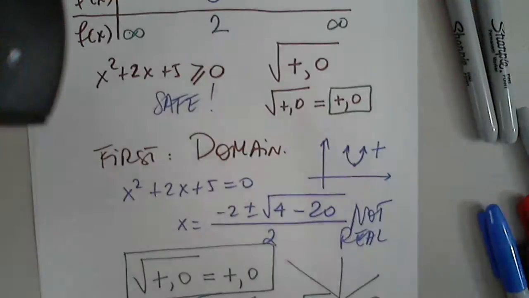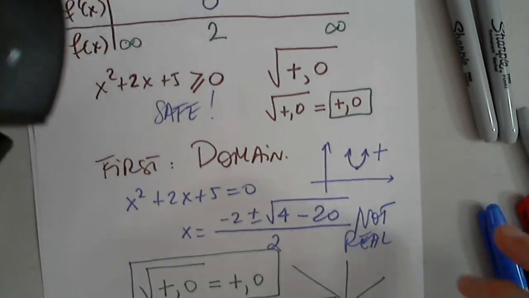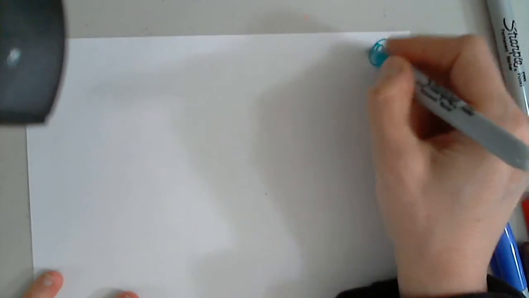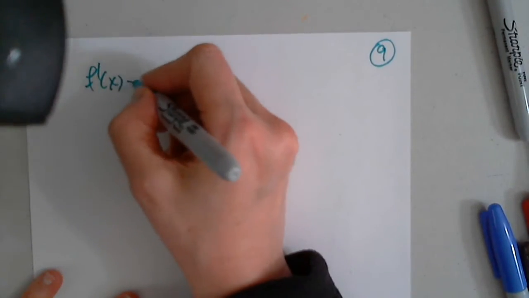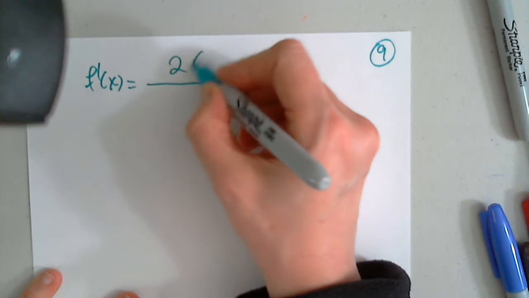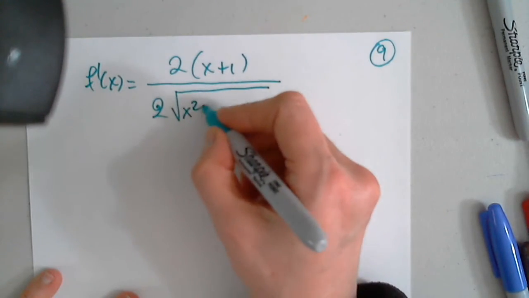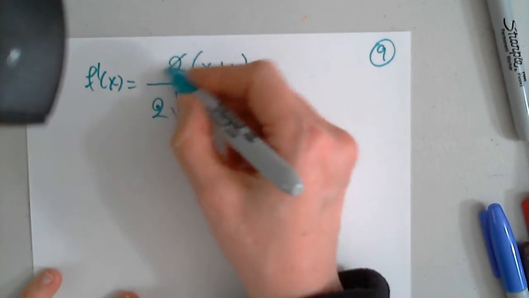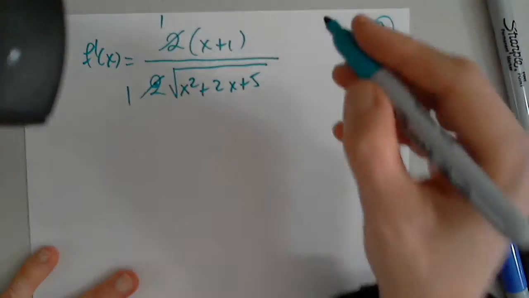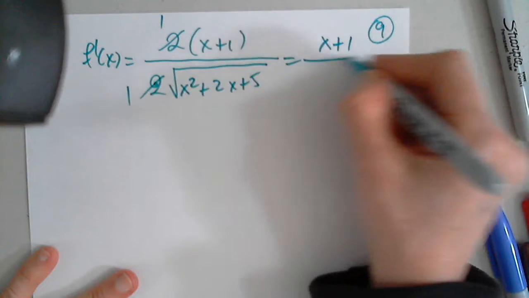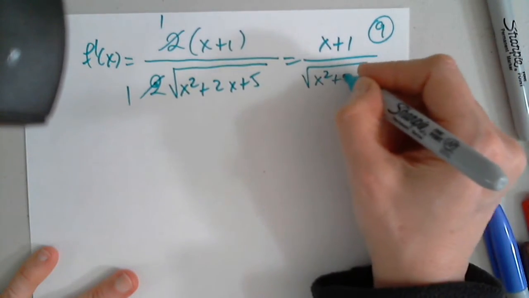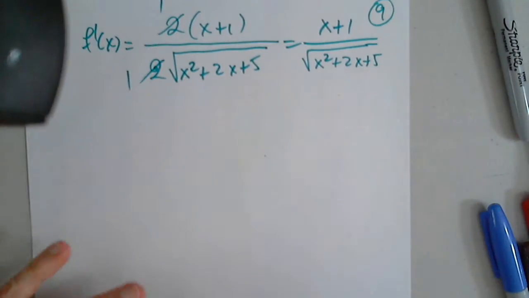Derivative. I'm going to copy it again so I can have it in front of us here. So the first derivative, I'm going to write it as 2x plus 1 to simplify it. So x squared plus 2x plus 5. We're running a clean ship here. So this is x plus 1 over the square root of x squared plus 2x plus 5.